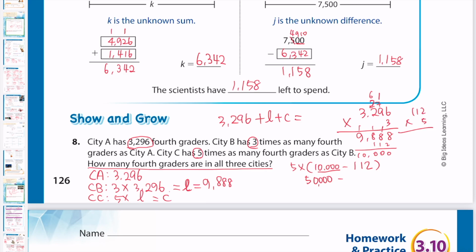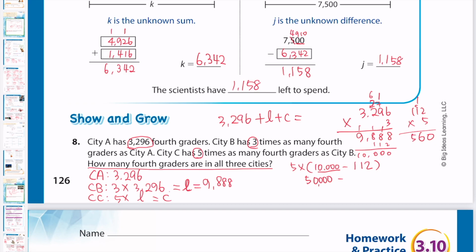This is easier for me than 9,888, right? So 5 times 2 is what? 10. Oh, hold on. I need to move that one. Okay, times 5. It's 10, carry 1 out. 5 times 1 is 5. 5 plus 1 is 6, right? And then 5 times 1 is 5, another 5.